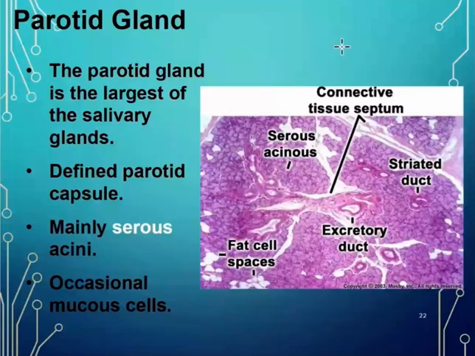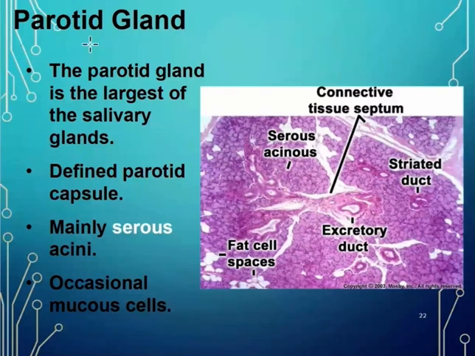The parotid gland is the largest salivary gland. It's called parotid because "paro" means around the ear. So it's around the ear, the furthest, the most far from the oral cavity.